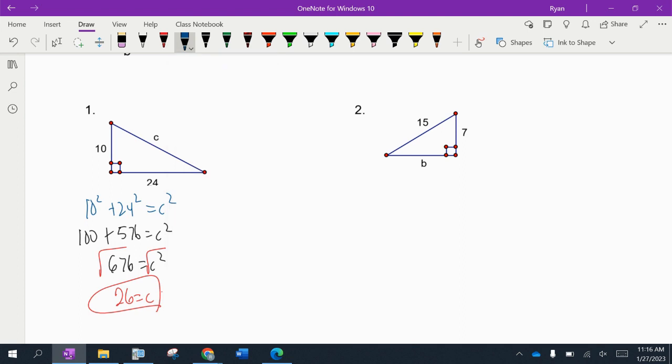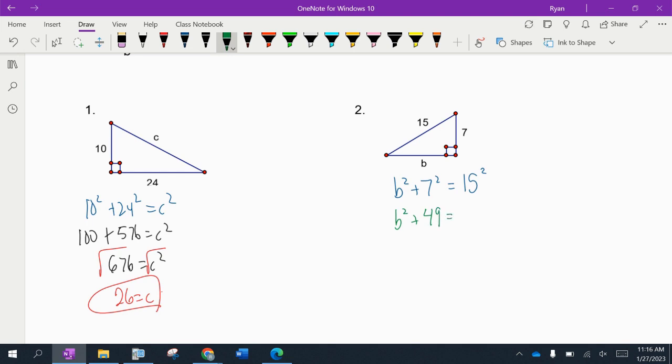Next problem to the right looks like this. It is another right triangle, and we're trying to find B this time. B isn't the hypotenuse, so the way this one would set up is B squared, which is one of the legs, plus 7 squared, which is one of the other legs, is equal to the hypotenuse of 15 squared. So again, notice the 15, the big one, the one across from the right angle, is the one that's by itself. B squared plus, that's 49.